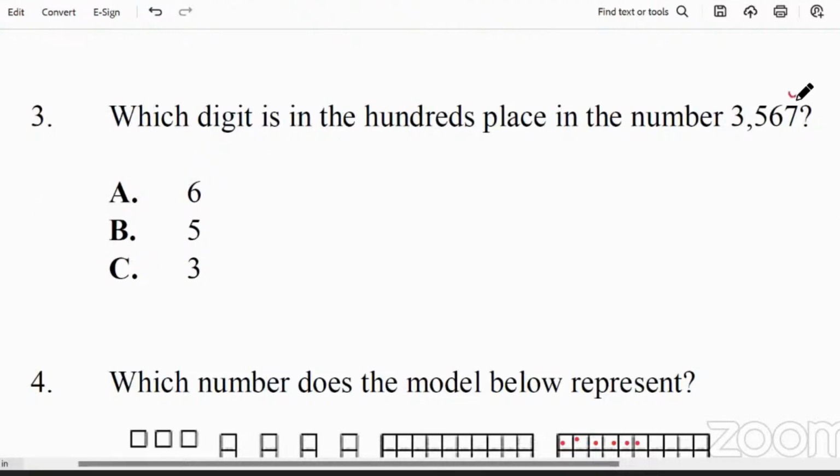This would be your ones. This is your tens. This is your hundreds. You see what I'm doing here? And this is your thousand. This is a TH. Okay, so which digit is in the hundreds place? That digit is the digit 5.